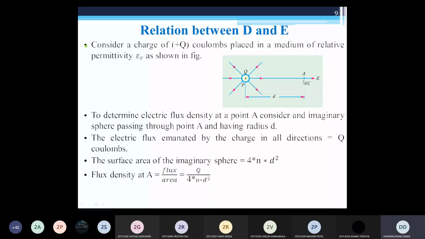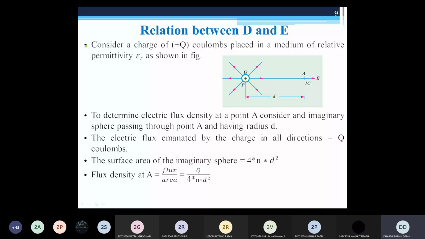Again I repeat, consider the charge of Q coulomb placed in a medium of relative permittivity. So here Q coulomb is placed in any medium which has a relative permittivity ER. And to determine the electric flux density at the point A, consider the large sphere which has a radius of D, which is nothing but the distance between this plus Q and this 1 coulomb charge. So we derive the equation, it is equal to flux per area.